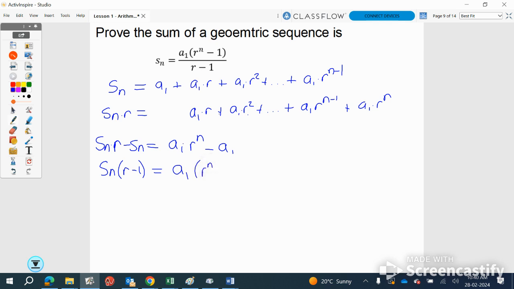R to the n minus 1. We're going to call it 6. What have we managed to do? Where's the LHS and the RHS? The sum of the two. We managed to do the proof.